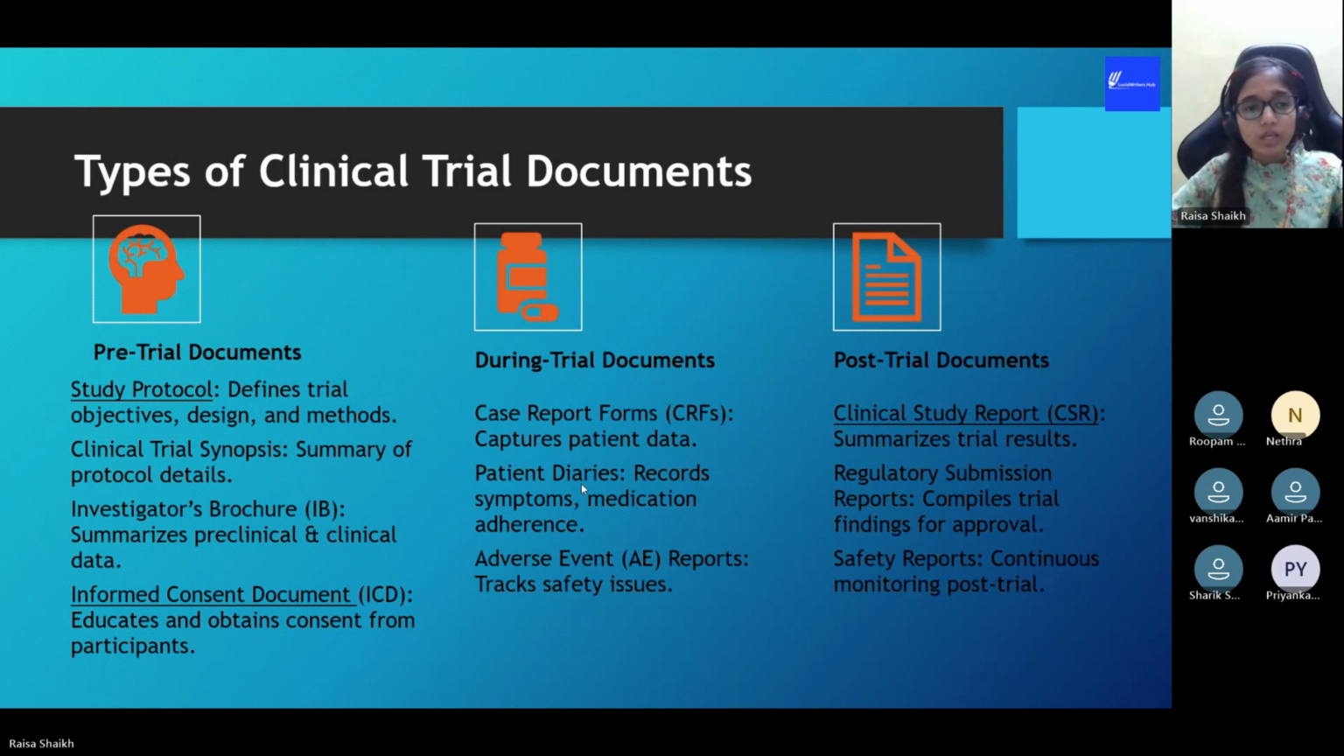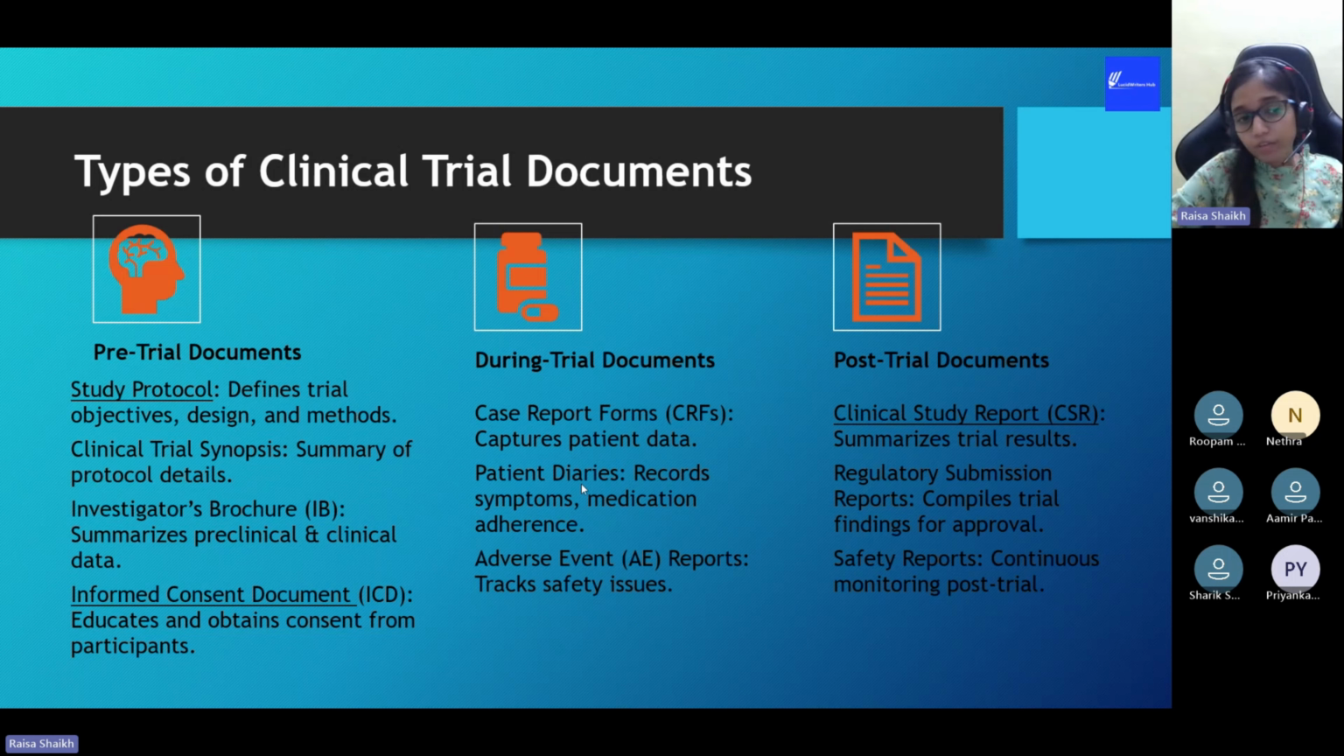Then types of clinical trial documents. A lot of it I've spoken about before in the previous slides, so some of it I'll speak about now. You can segregate it as pre-trial documents, during trial documents, and post-trial documents. In pre-trial documents, basically before the start of the clinical trial, I've segregated as preclinical trial documents. So: study protocol, clinical trial synopsis, investigator's brochure, and informed consent document.